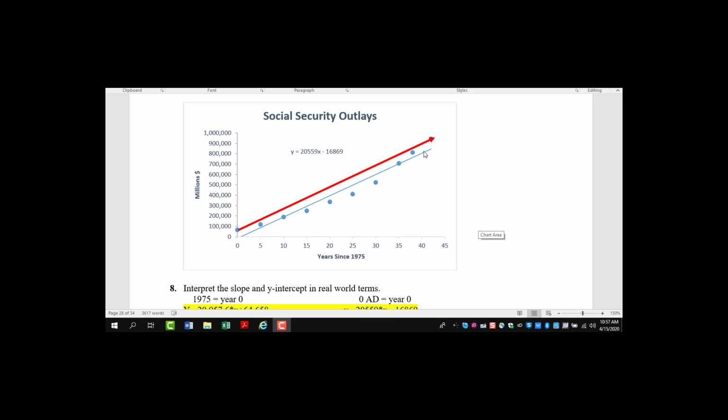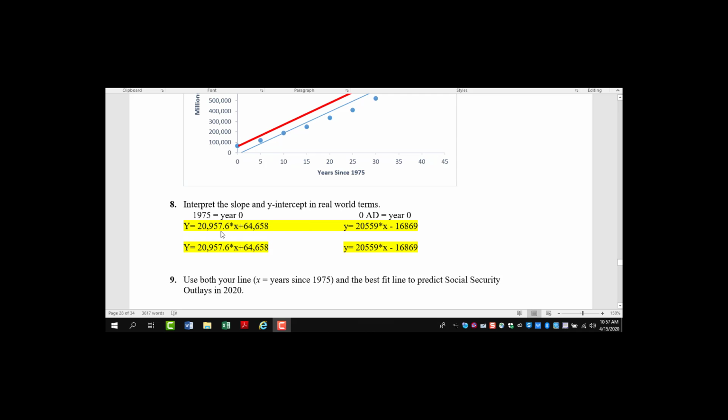That's because it took the line of best fit. It didn't just take the first and last data points like we did. So it took the line of best fit, and the line of best fit is going to show zero down here, maybe 1974, 1973. So there's our line, and this is still 1975 equals year zero here too. So they both have 1975 as year zero.